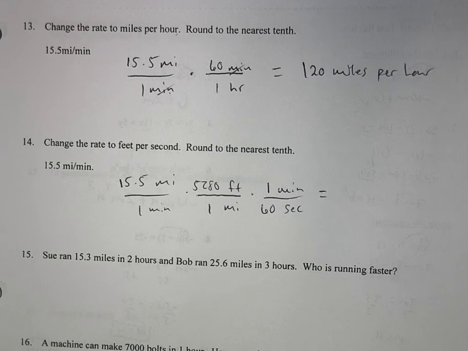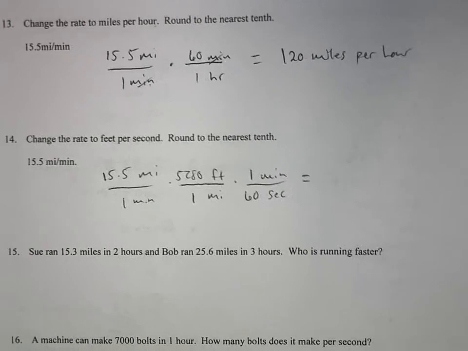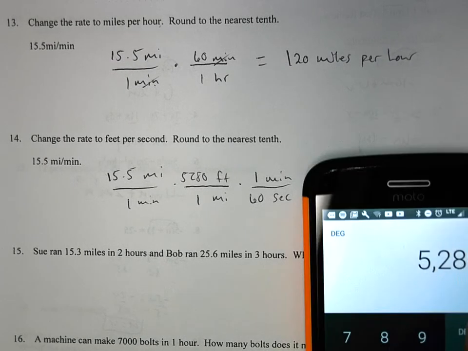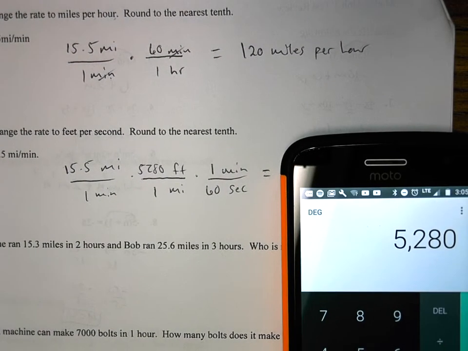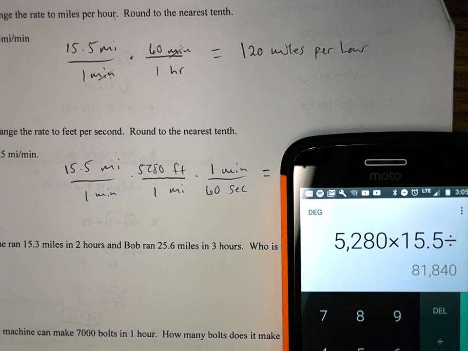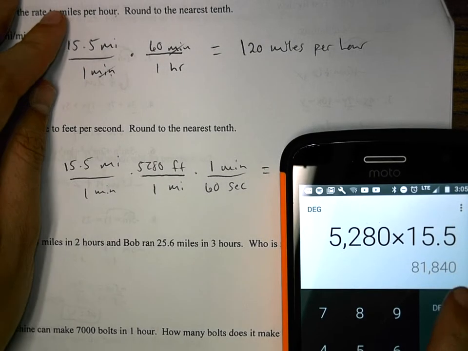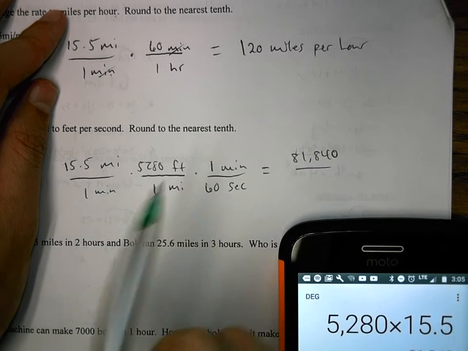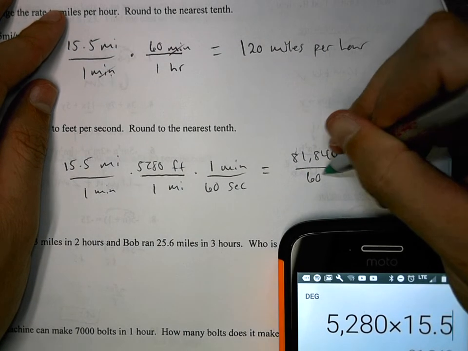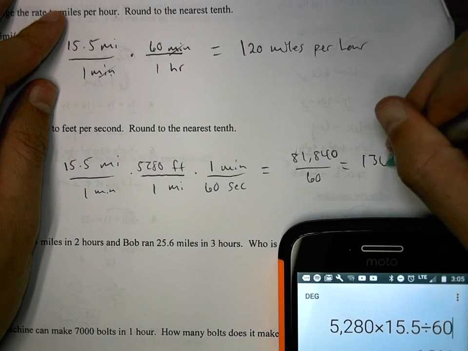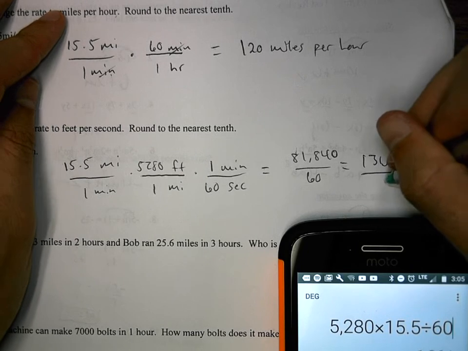I'll put this into a calculator, and we got 5,280 times 15.5 divided by 60. Actually, I'm going to get rid of that last part. So multiplying the top numbers, we get 81,840. 1 times 1 times 60 is just 60. So dividing that, we get 1,364 feet per second.